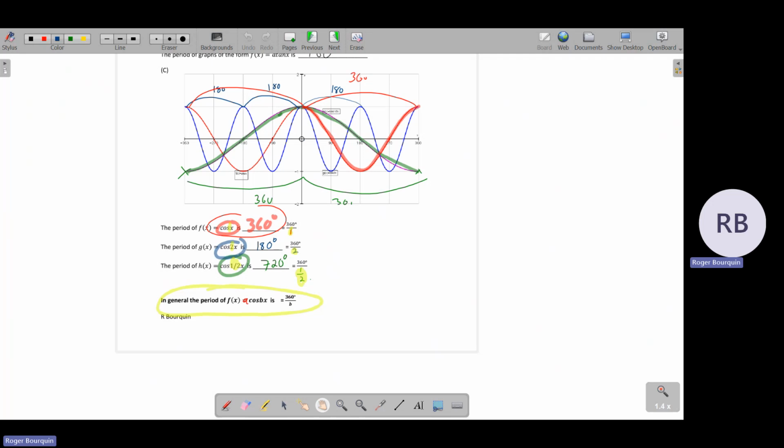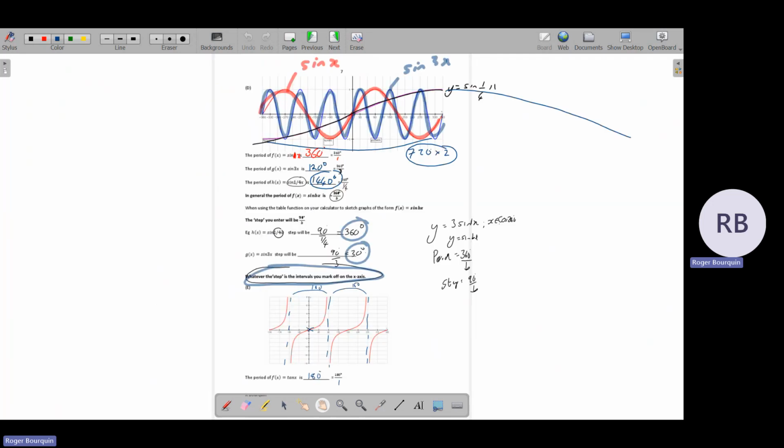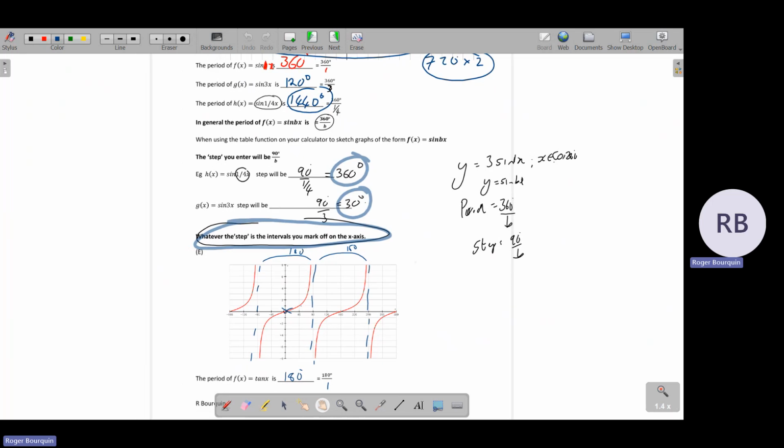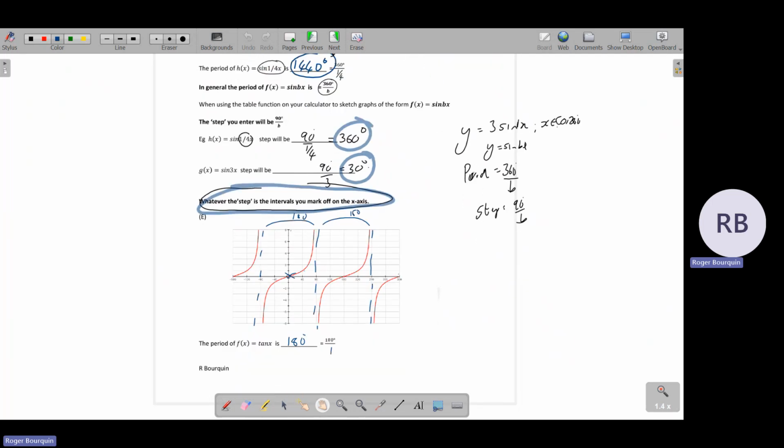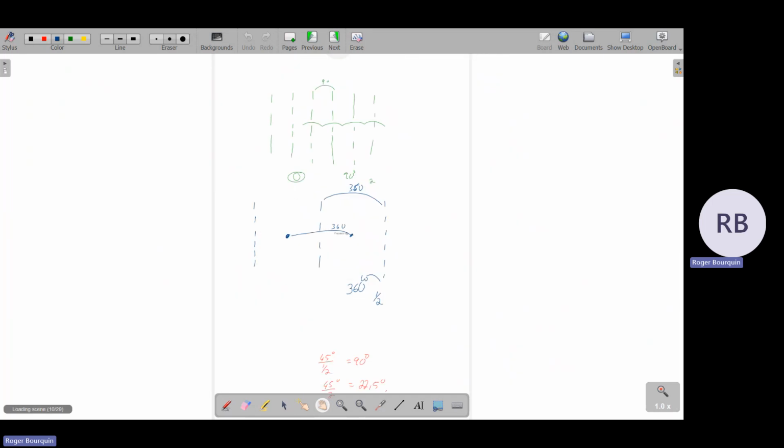And this is just showing the same thing for sine. The step when you draw these graphs is always going to be 90 divided by b. So if you had sine a quarter x, the step would be 90 divided by a quarter, which is 360. Sine 3x, the step would be 90 divided by 3, which is 30. When I talk about step, I'm talking about the calculator. Whatever the step is, that's what you have to mark off on your x-axis, every 30 degrees for this one.